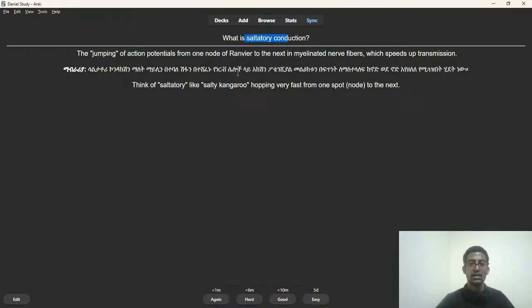Saltatory conduction. Think of saltatory like a kangaroo hopping very fast from one spot to another. The node of Ranvier is kind of a space between two axons, I guess, or in axons there is a place called the node of Ranvier, which is like an unmyelinated surface, I guess, or is it myelinated? I don't know. We will check it out. Oh, I can check it now.